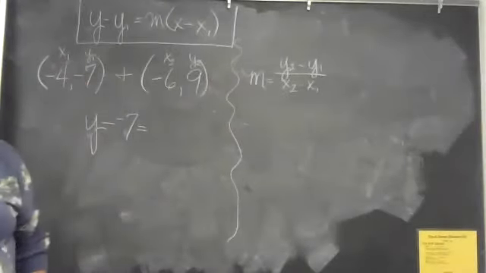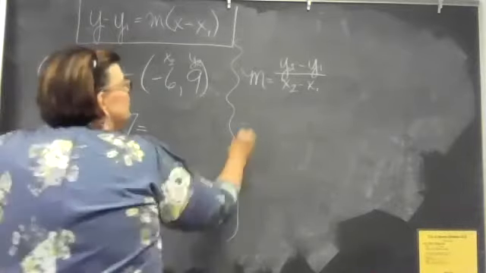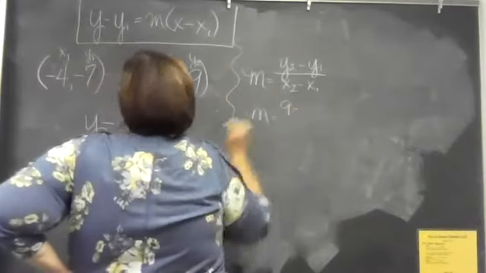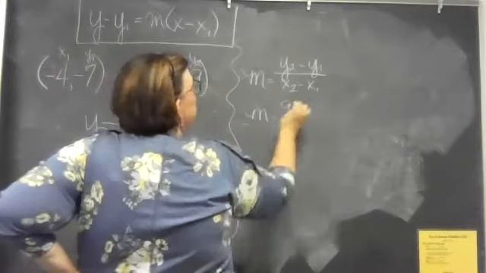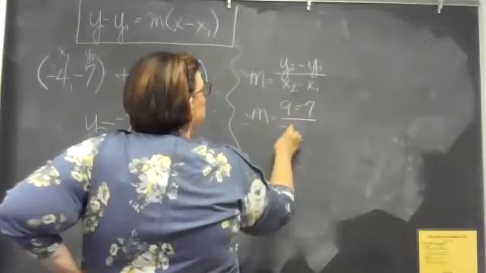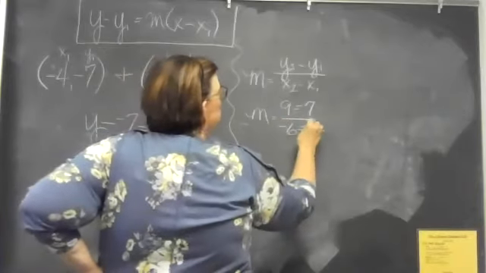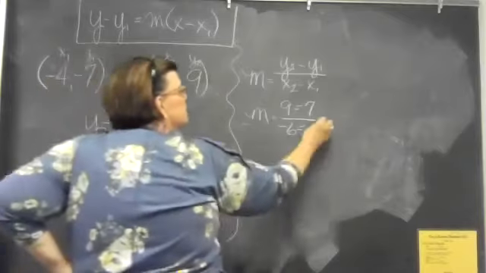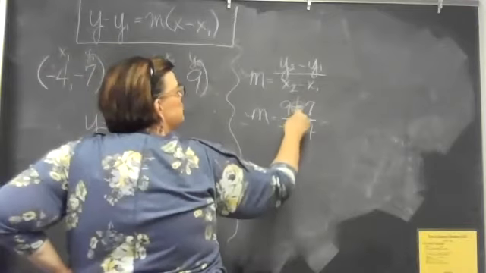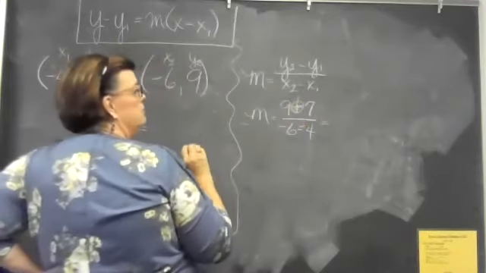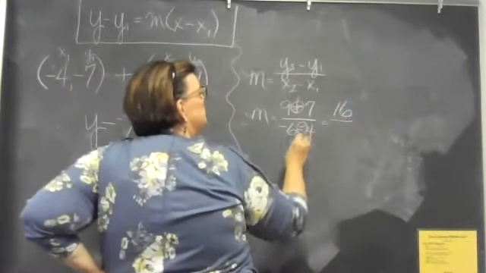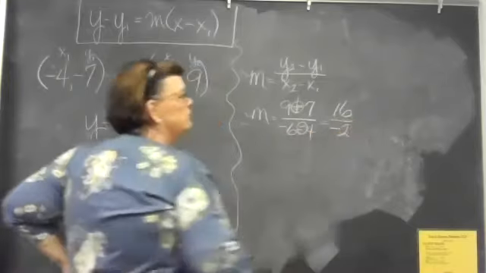-4. Oh, good. I haven't done it yet. So m equals y2, 9 minus y1, -7, over x2, -6 minus -4. All right. And so we have, this makes a plus. Two negatives together make a plus. Can you see, Christine? No. Oh. over -2.